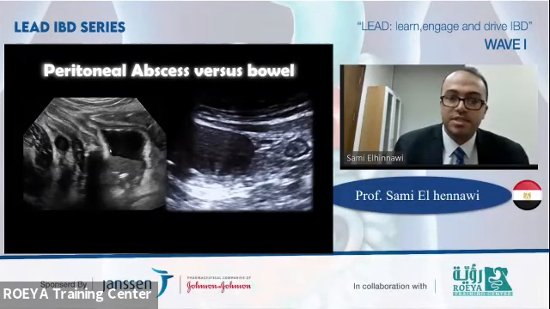The collection or abscess will form an acute angle with the surrounding. The bowel never forms an acute angle with the surrounding. This acute angle is never formed by a bowel. So this is not a dilated bowel loop. This is a peritoneal collection.